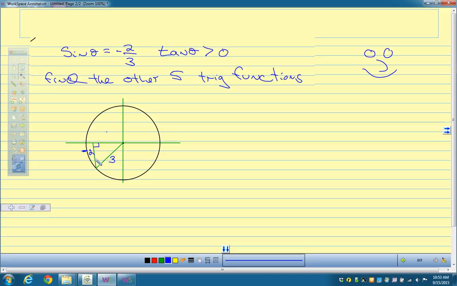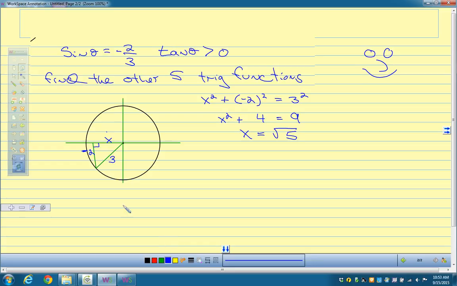9 minus... who said that? Very good, Jack. You're using the Pythagorean theorem, right? So what Jack said, I'm looking for x, right? So he said x squared plus negative 2 squared equals 3 squared. And he's a pretty smart kid, so he did that and said 9, 4, x squared plus 4 equals 9. So x is equal to the square root of 5, right?